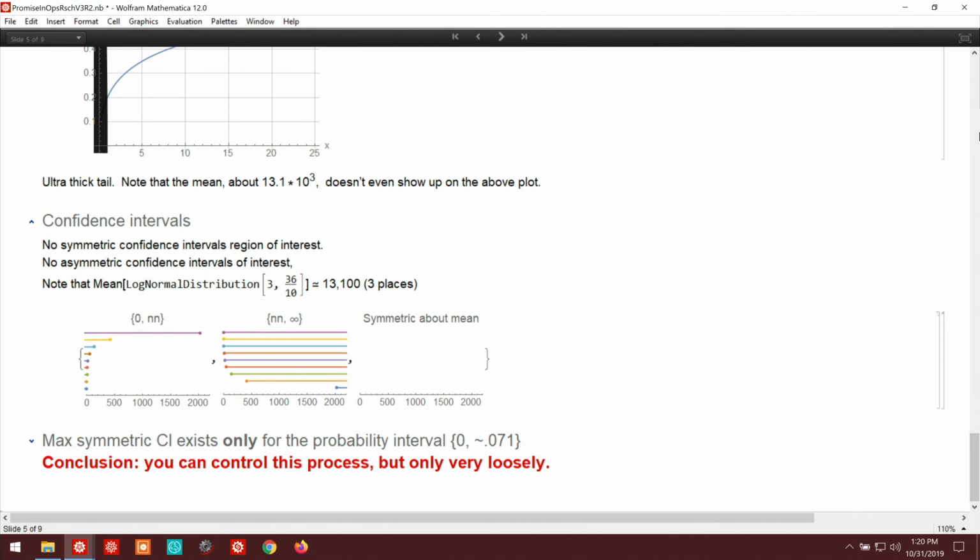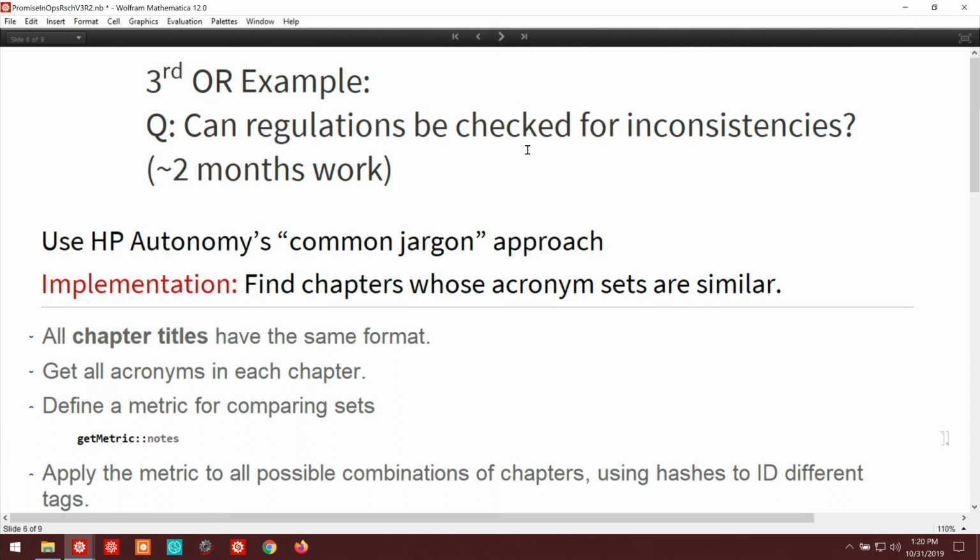Okay, now almost done. This third one, I'll say very, very quickly. We had a heck of a lot of regulations to look over, and the problem was to check them for consistency. In order to do that, you have to find two chapters, two text divisions that refer to the same subject, and then compare them to see whether they actually say the same thing or say something that contradicts each other. The problem is finding these.